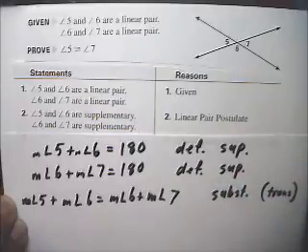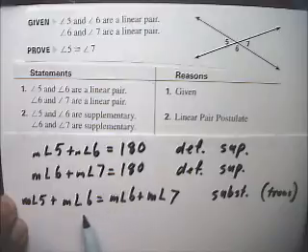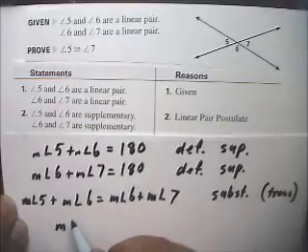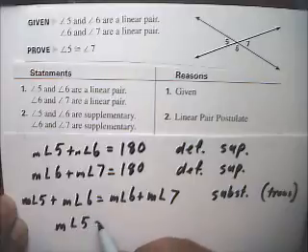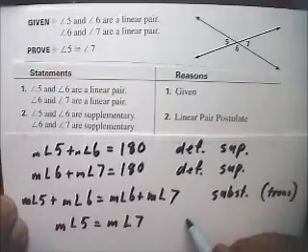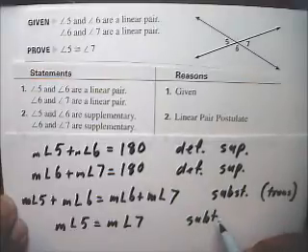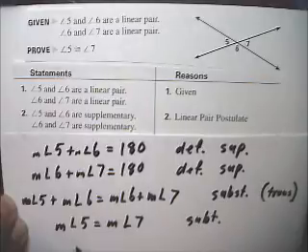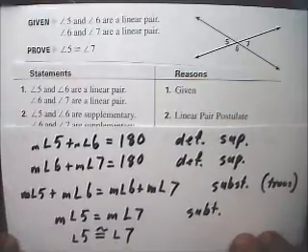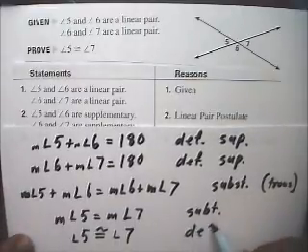That's the transitive property. Now you say, hey, I'm going to subtract angle 6 from both sides. It's a number. I'm going to subtract the measure of angle 6, and in that way I get the measure of angle 5 equal to the measure of angle 7. And that's just subtraction. And now I can say angle 5 is congruent to angle 7, and that's just the definition of congruence.